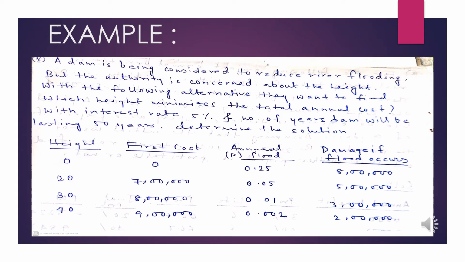And if the flood occurs, the damage in rupees will be 8 lakh if the height is 0 feet. If the height is 20 feet, it will be 5 lakh. For 30 feet and 40 feet, the respective damages will be 3 lakh and 2 lakh. So, given this data, we have to find out the optimum height which the authority should be building.